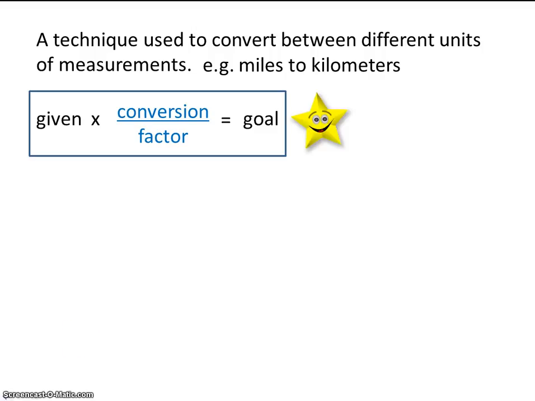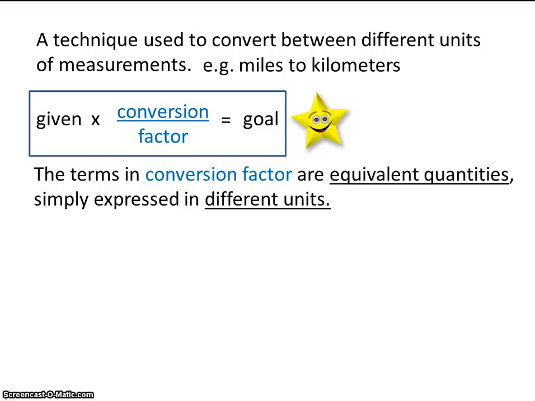I've placed a star by this to remind us that it's important. The terms in conversion factors are equivalent quantities simply expressed in different units. So once again, if you have a conversion factor, there'll be equivalent quantities in different units. For example, 1 kilometer is equivalent to 1,000 meters. The only difference is they're expressed in different units, kilometers and meters. But these, remember, are equal to each other.